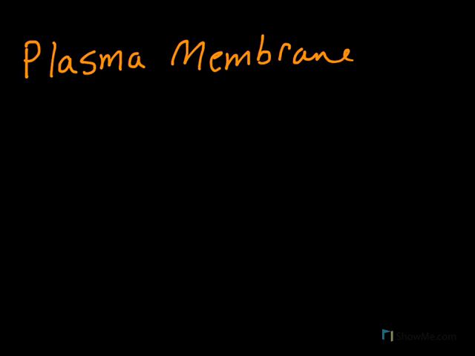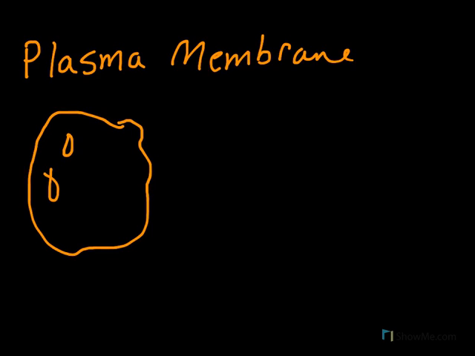Okay, so the plasma membrane, if we were drawing an animal cell, we would make sure we see the outer layer of that animal cell. We'll see the organelles inside, but what we'll see here is our plasma membrane, or cell membrane.